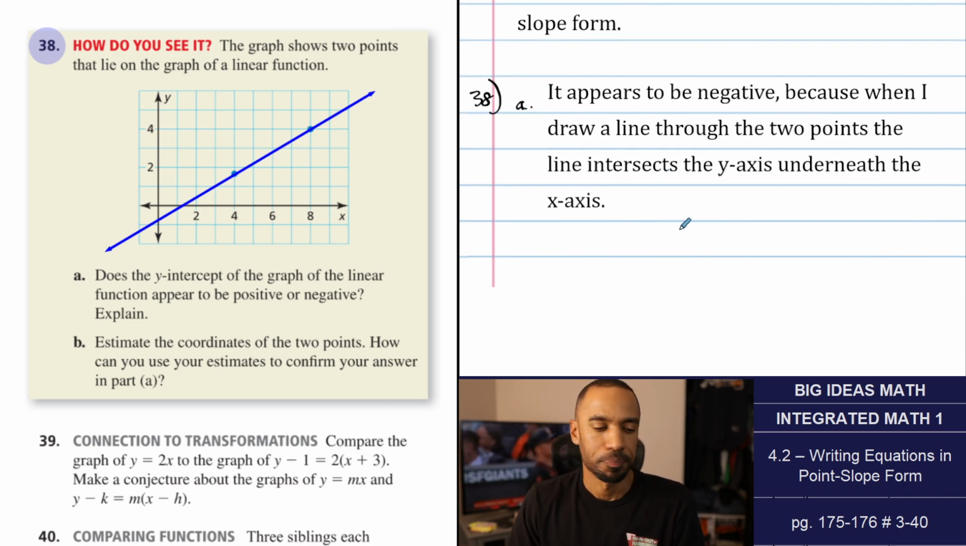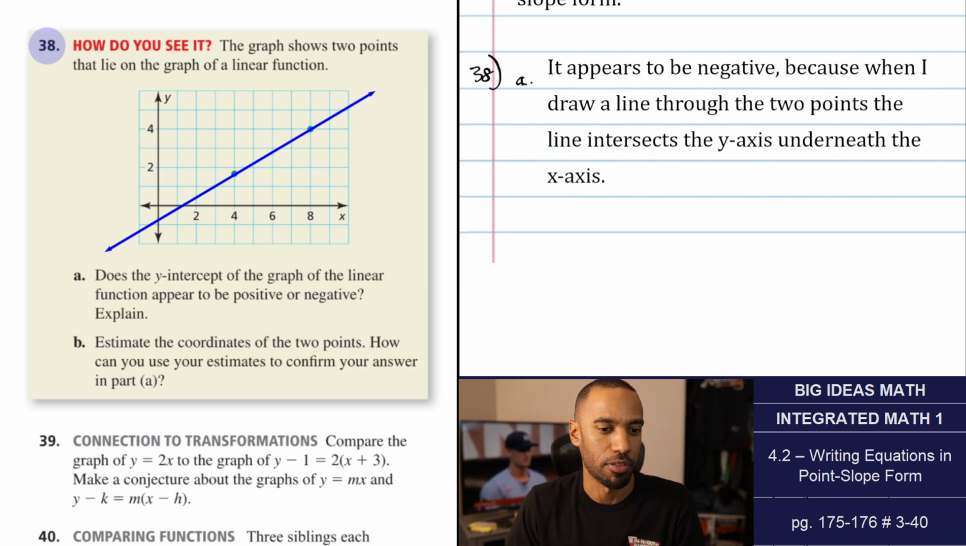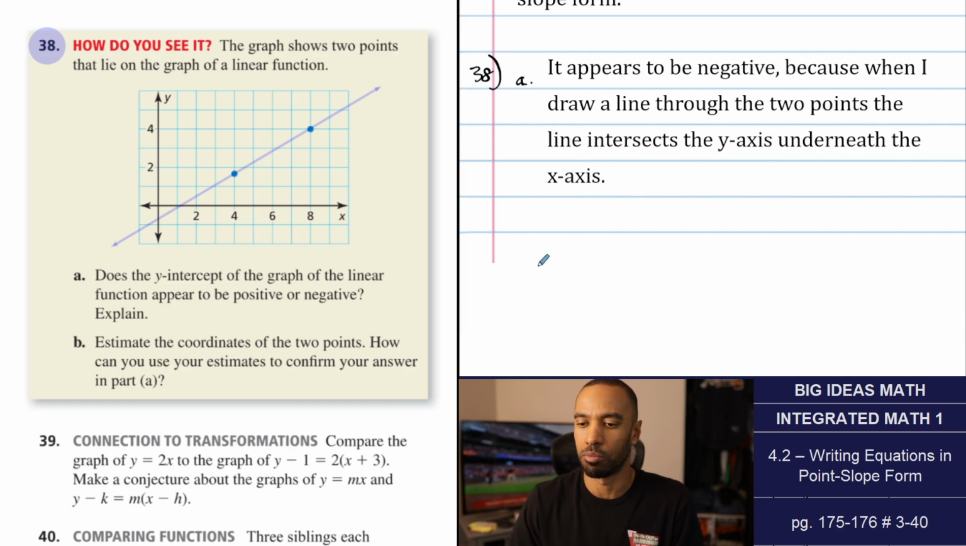All right, part B. Estimate the coordinates of the 2 points. What 2 points? Oh, these 2 points. I thought they meant of the y-intercept. How can you use your estimates to confirm your answer in part A? Well, they asked how I can, not should I, but okay, let me hide this one out of the way now. So my first point, or the more obvious point, looks to be 8, 4.